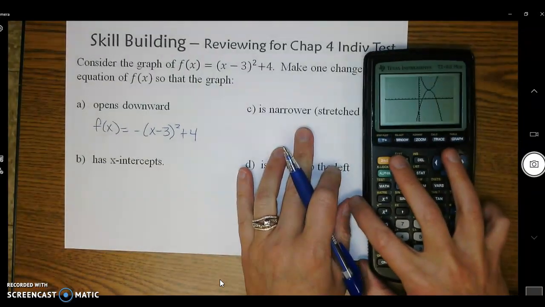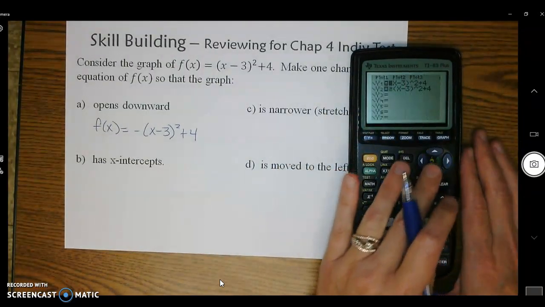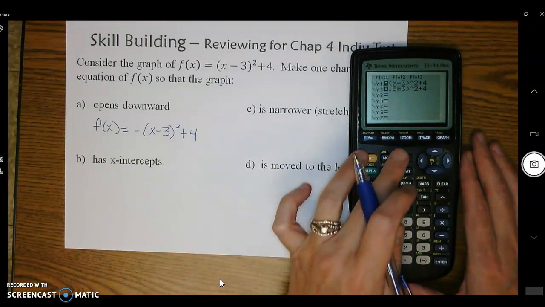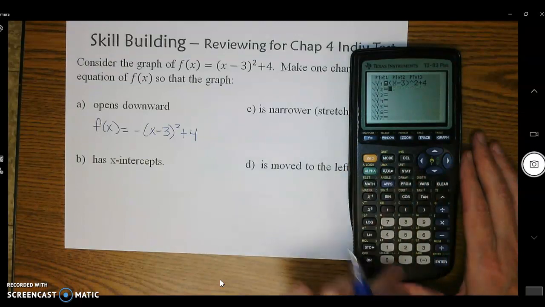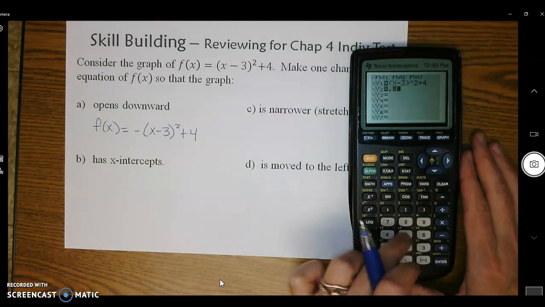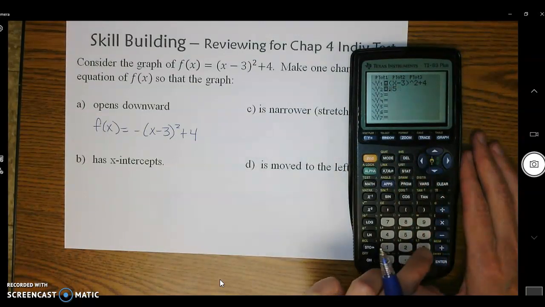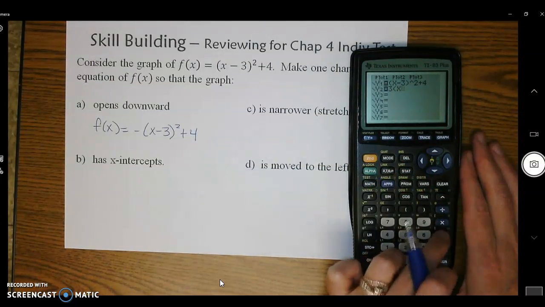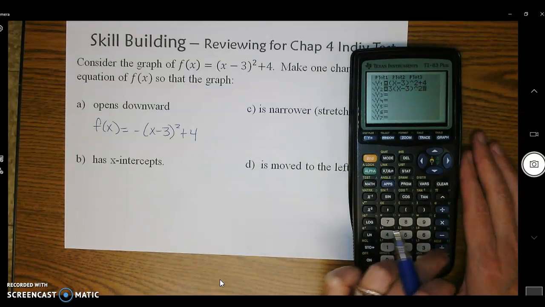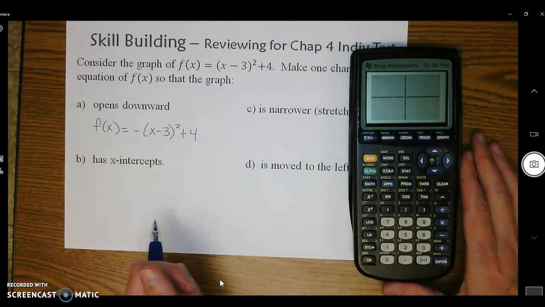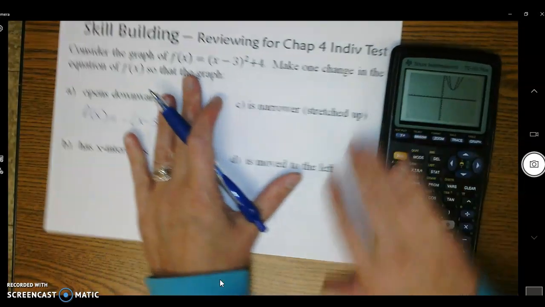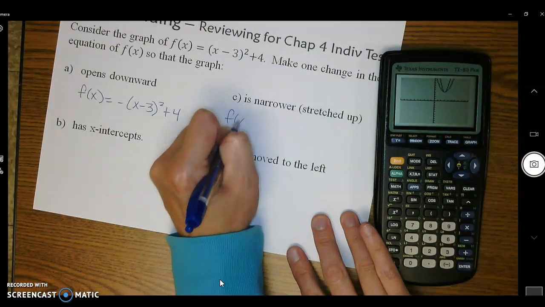Okay, if I want to make it more narrow, I put a decimal in front. Let's just clear that. No, actually that'll make it wider. I put a number greater than 1 in front. And that's the beauty with this, is you can check everything on your graphing calculator, and you can see the second one is more narrow. So any number greater than 1.